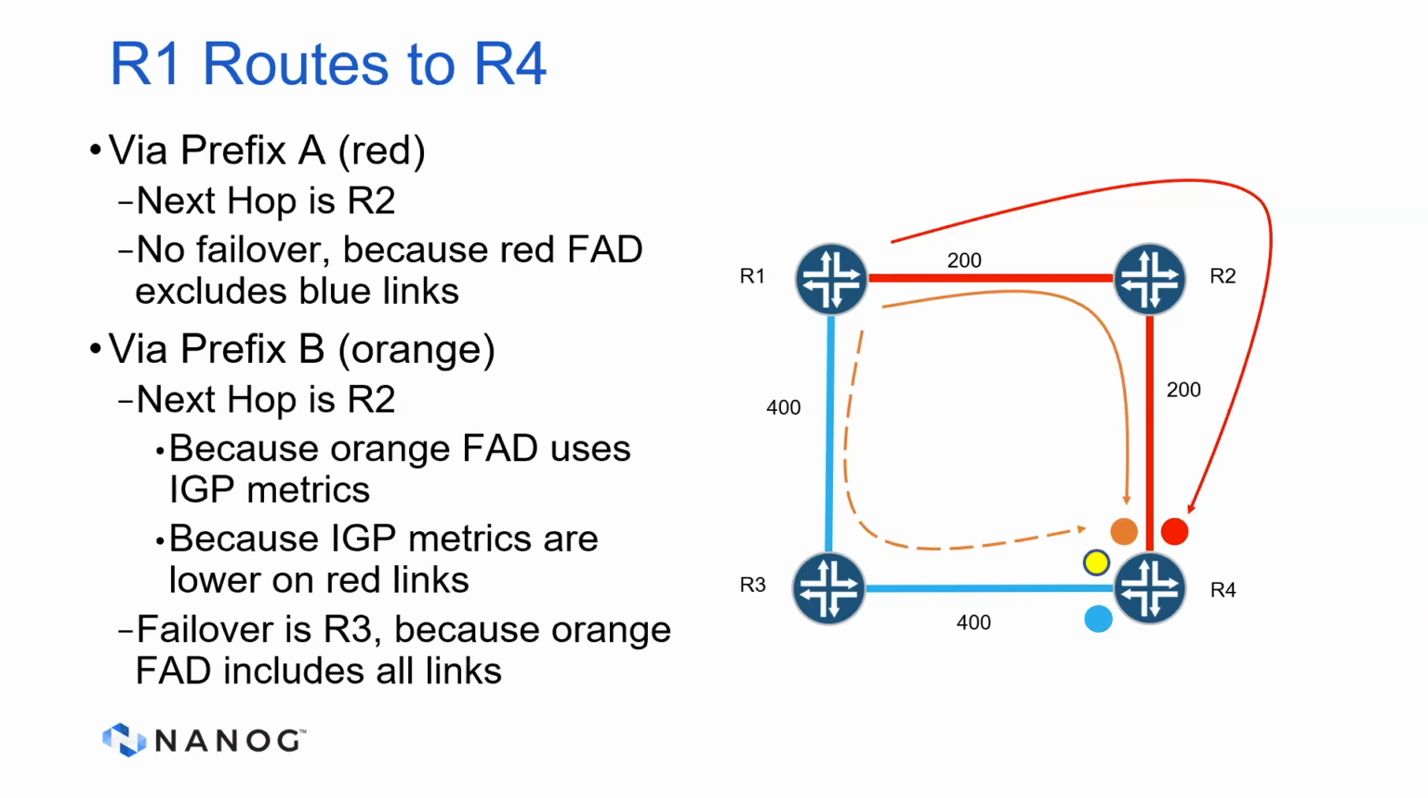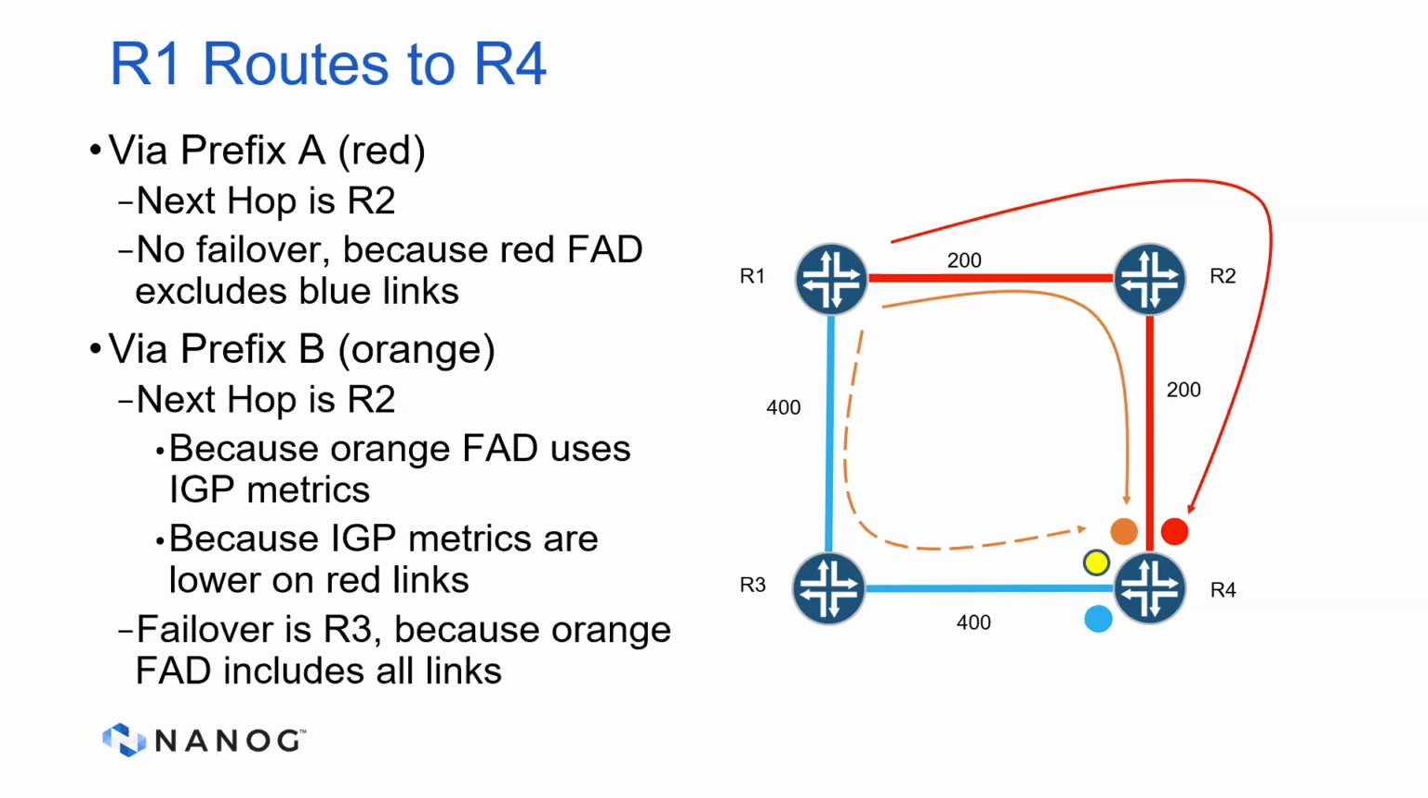So we can see R1 to R4 for the prefix for the segment A, which is in the red FlexAlgo. The next hop will be via R2. And there is absolutely no failover because it does not include the blue links. Similarly, for orange FlexAlgo, the next hop is via R2.